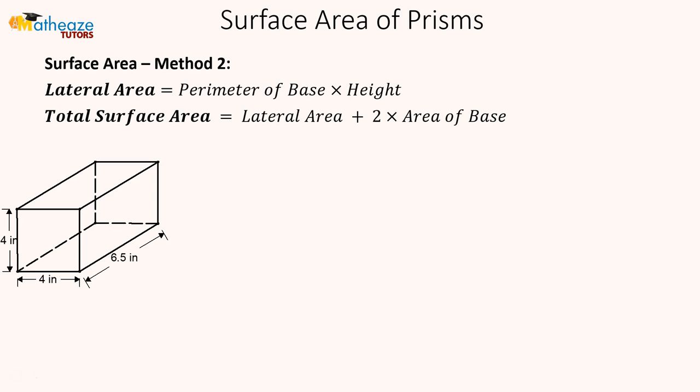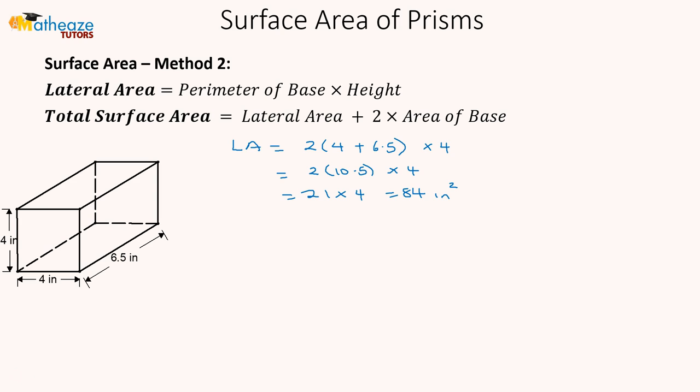So now here's what we're going to do. We're going to identify the base first. Look right here, we have a rectangle at the bottom and a rectangle at the top, and 4 inches is the height. So this rectangle is our base. So let's look for the lateral area first. The lateral area is the perimeter of the base, which is 2 multiplied by 4 plus 6.5, and then our height is 4. So this is going to give us 2 times 10.5 times 4, which is 21 times 4. This is going to be 84 square inches.